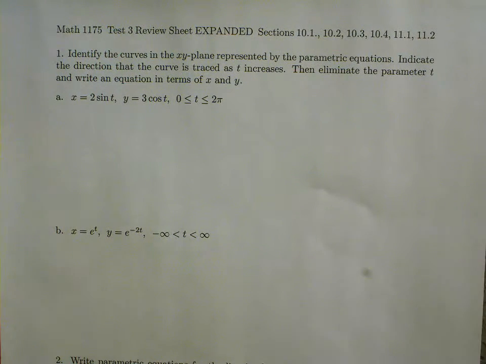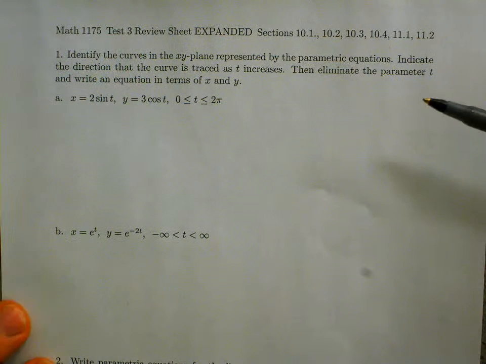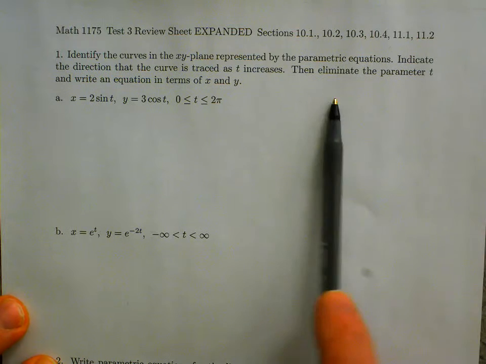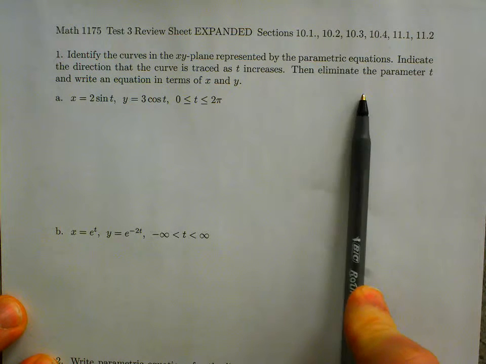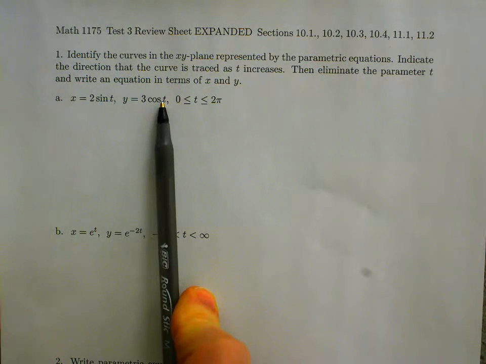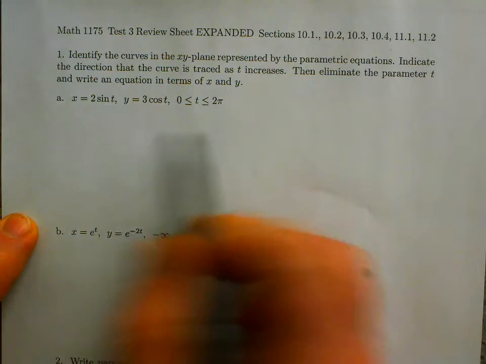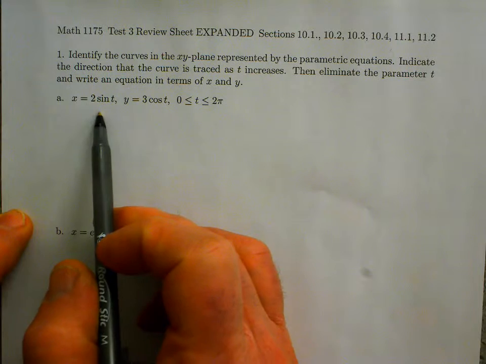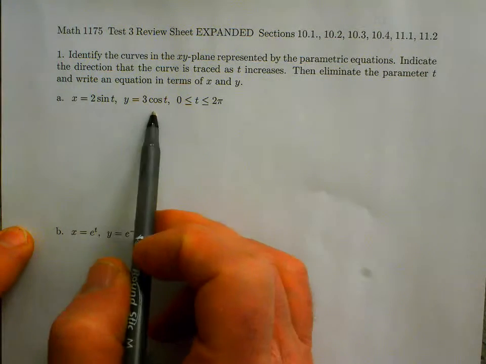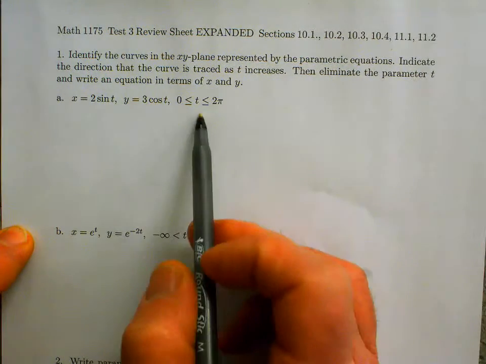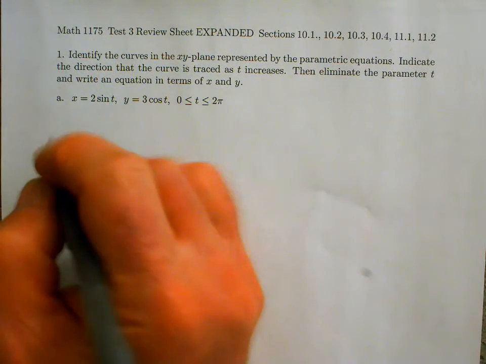So in number 1, identify the curves in the XY plane represented by the parametric equations and indicate the direction that the curve is traced as t increases. Then eliminate the parameter t and write an equation in terms of x and y. So for this one, x equals 2 times sine of t, y equals 3 times cosine of t, and t ranges from 0 to 2 pi.